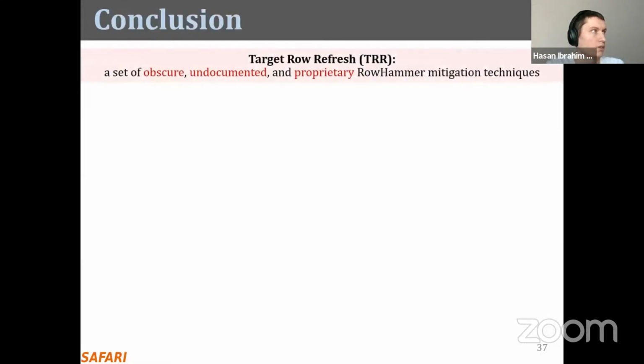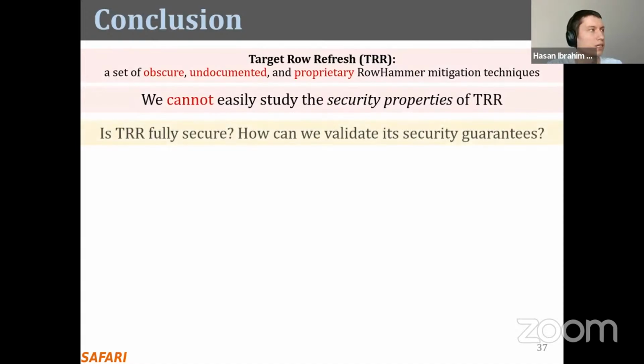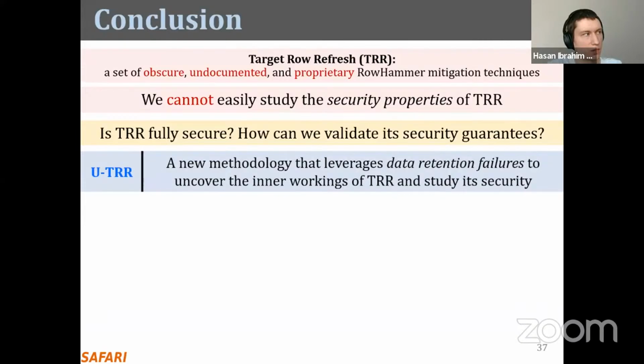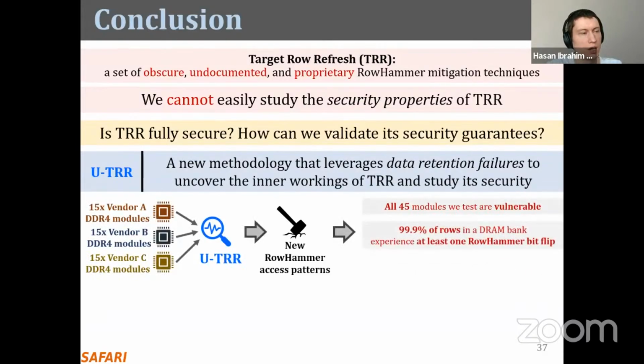Okay, so let's conclude. TRR is obscure, undocumented, and proprietary. Manufacturers, for some reason, did not provide security guarantees. And we asked whether the TRR mechanisms are really secure. We developed UTR, we analyzed many different modules, and we show that it is possible to craft new access patterns that circumvent the TRR mechanisms. And we were able to cause bit flips in all of these modules.